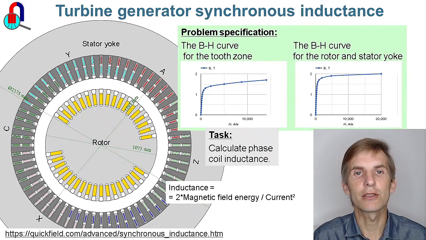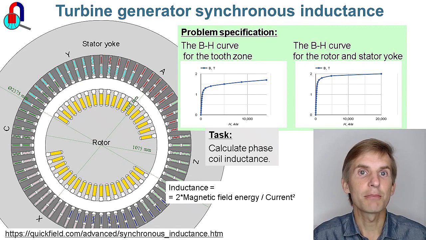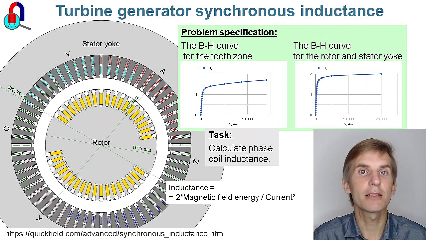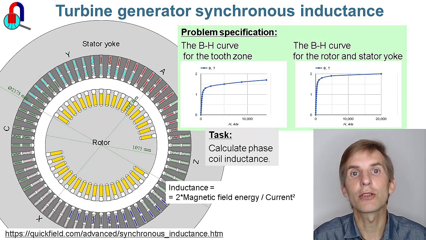Turbine generated synchronous inductance. The rotor features different magnetic reluctance along its D and Q axis. As a result, the inductance of the stator winding depends on the rotor position. The maximum value you will get if the rotor D axis is aligned with the stator magnetic field. This inductance value is referred to as the synchronous inductance.